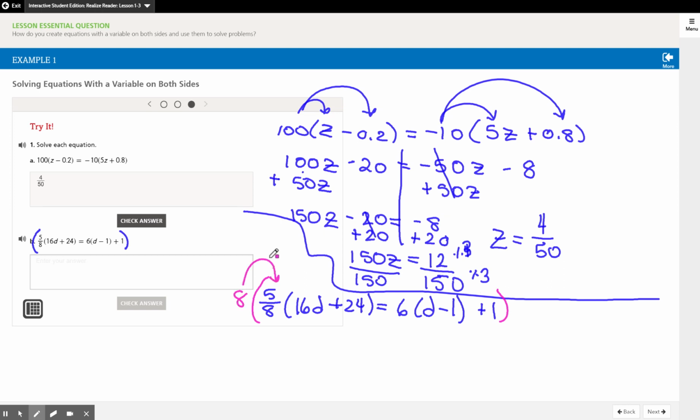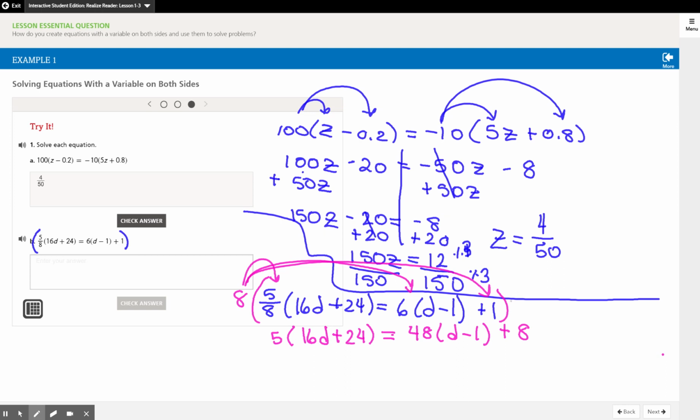So 8 times 5 is 40 over 8 is 5. Now, since the only thing that's left on the left-hand side is the parenthesis, we already took care of that side. So we're left with 16d plus 24. Now 6 times 8. Don't be afraid to use the calculator. 8 times 6 is 48. Now we don't have to use anything in the parentheses because that 6 is touching that. But we do have to do 8 times 1 because the 1 is not inside the parentheses.